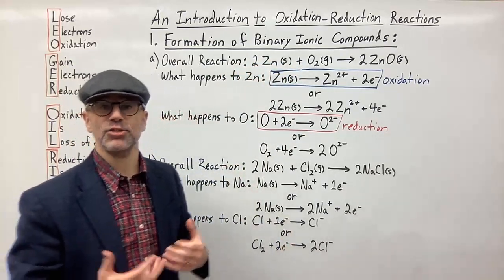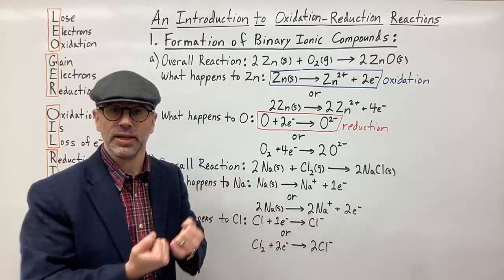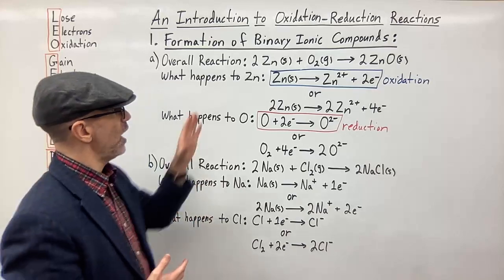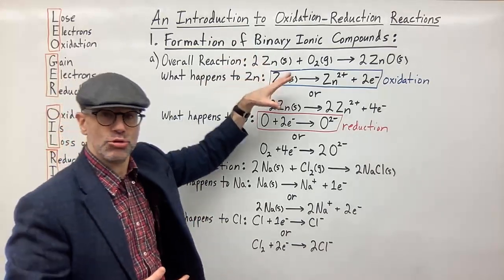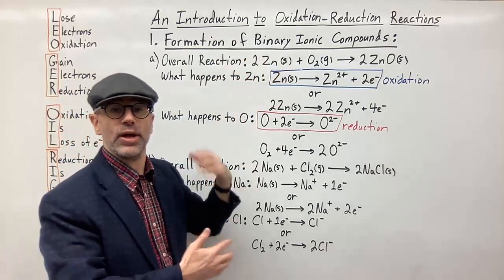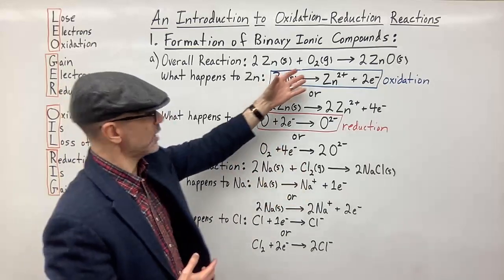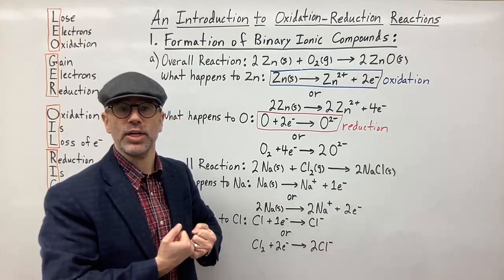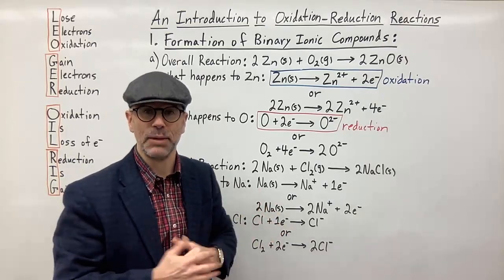So what's happening to the oxygen as it's picking up the electrons? It's gaining the electrons. Reduction. So as zinc is losing the electrons and undergoing oxidation, oxygen is taking those same electrons and undergoing reduction. So this is happening simultaneously.